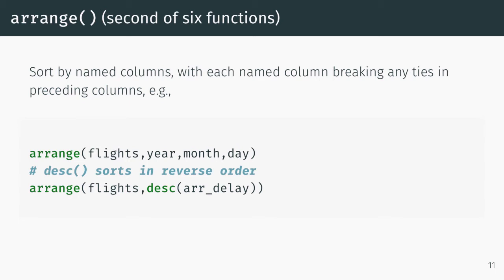The second of the 6 functions is arrange. So the arrange function sorts by named columns, with each named column breaking any ties in preceding columns. So we can arrange the flights table by year first, then by month, then by day. So that's the typical time order that we would expect them to be sorted in. Descending sorts in reverse order, so we can sort in reverse arrival delay. So this will give us the largest arrival delays first.